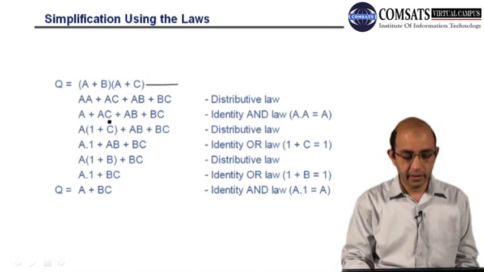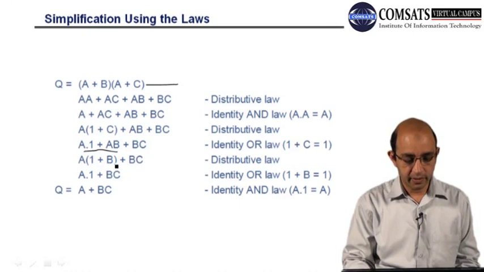So you can take the A as common. So here we have used identity or law, 1 plus C is equal to 1, right? A dot 1 is equal to A, right? So then we have A plus AB plus BC. We will take common from those two expressions. So A is common, 1 plus B. So again, we have to use distributive law over here, and then we will get B, right?